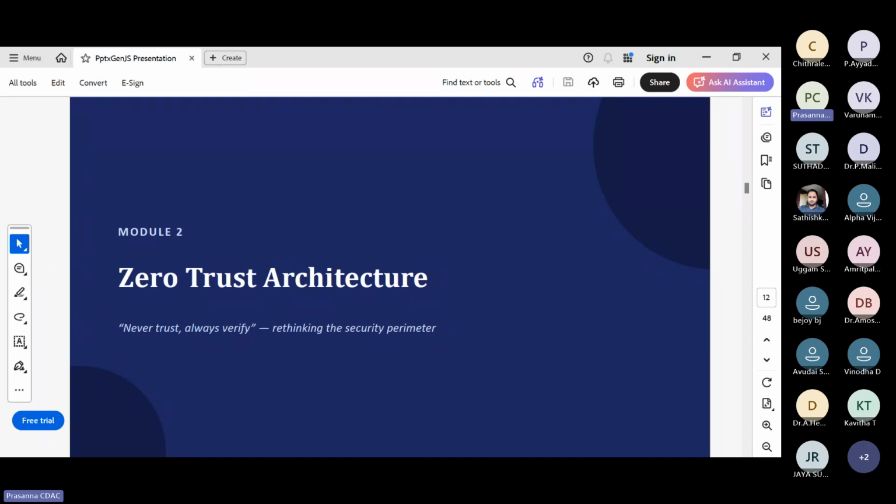So for zero trust architecture, I just wanted to give you an overview first. Suppose you are sitting within your college, within the firewall. Whatever internet you are connecting to actually passes through a firewall, and you feel that your mobile, laptop or desktop is secured by the firewall. I hope you know the functionality of a firewall. It protects your laptop or desktop from malicious activity from the internet.